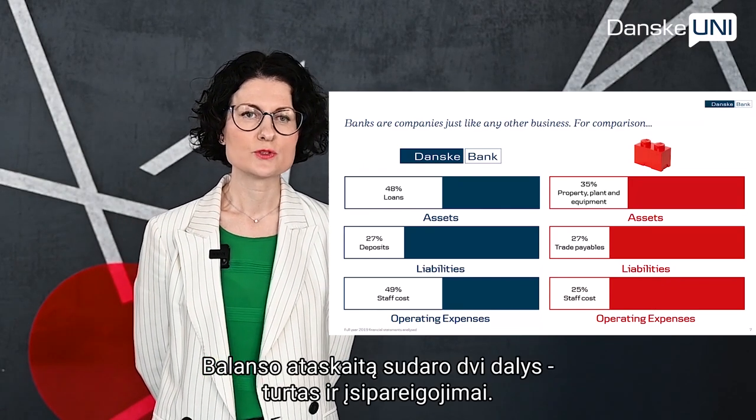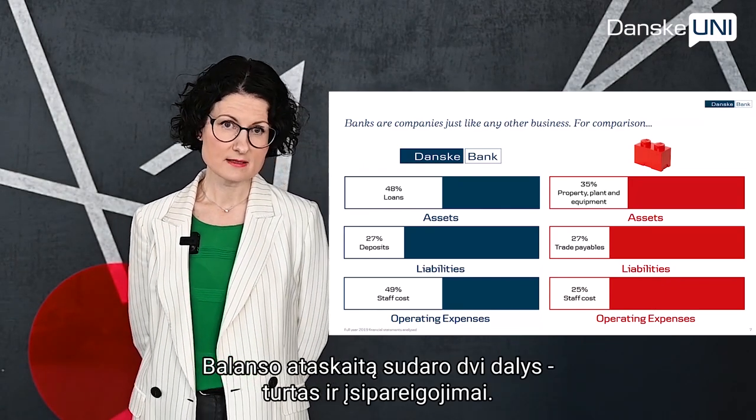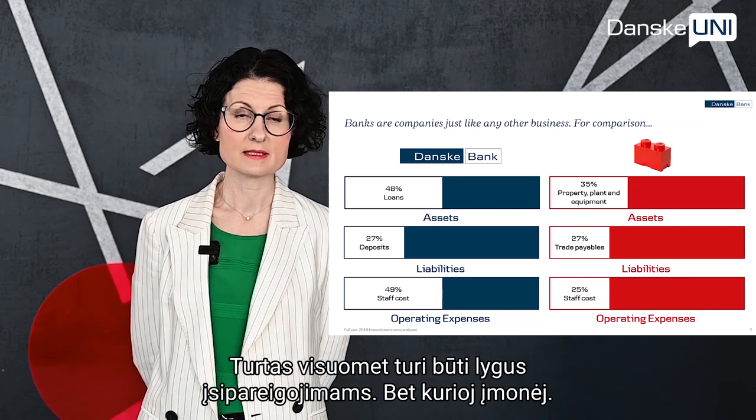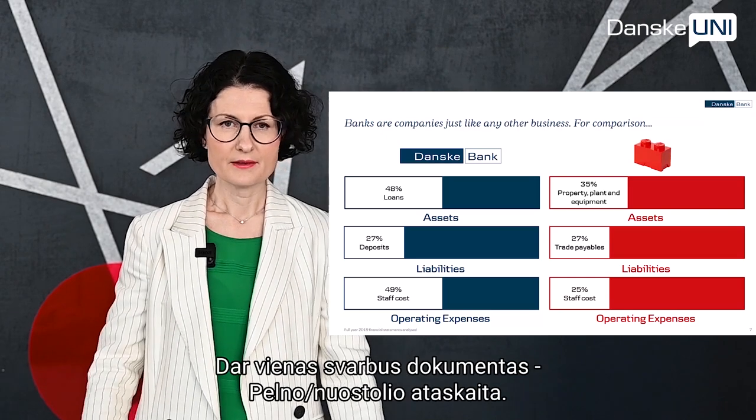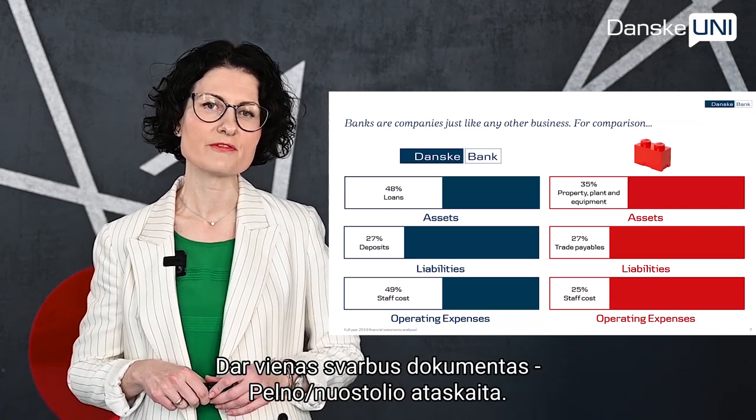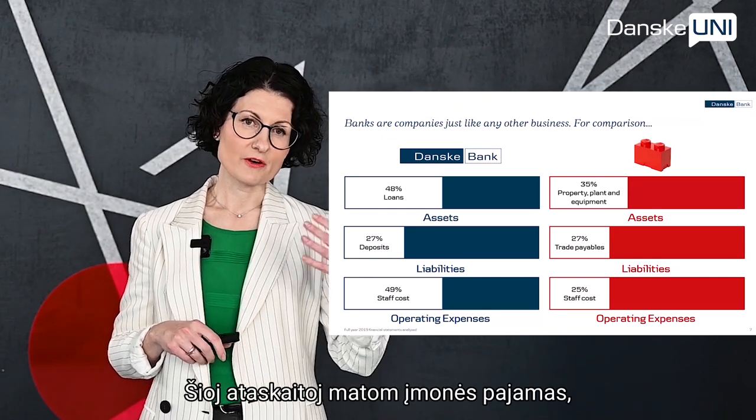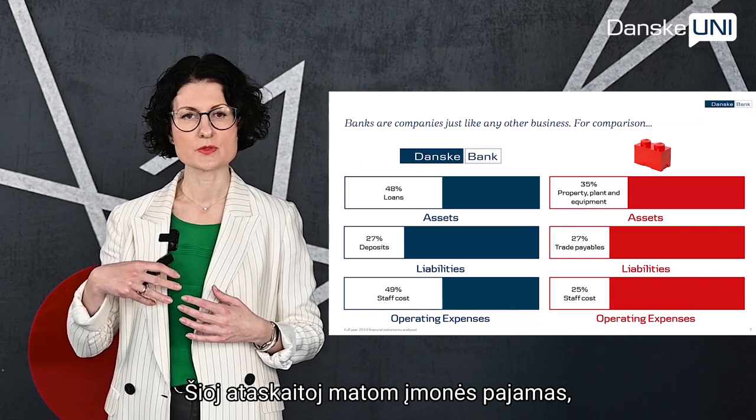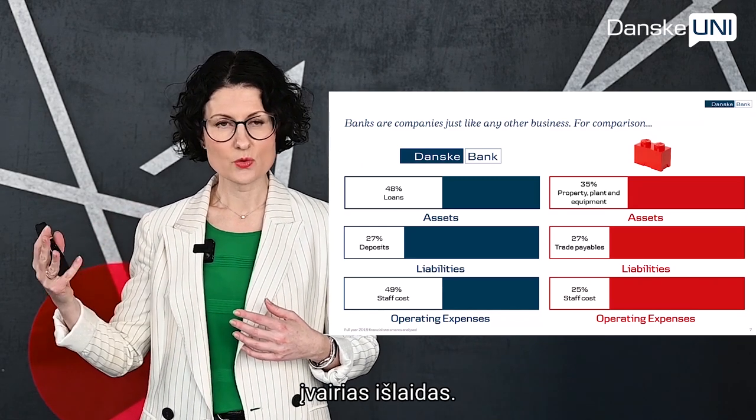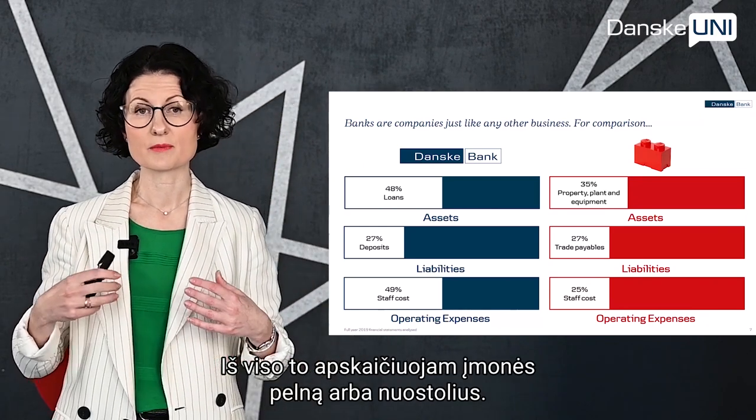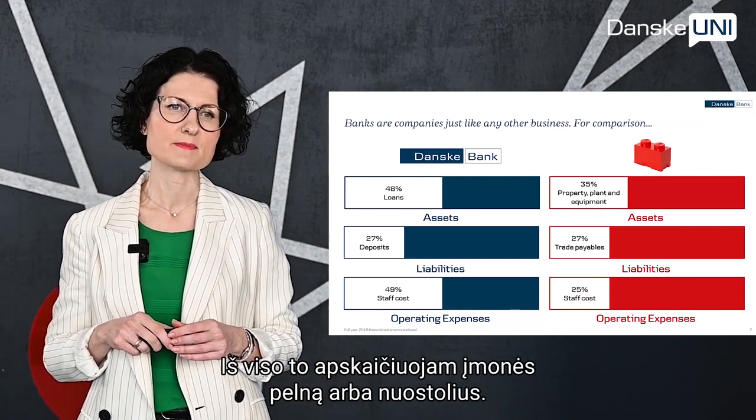Balance sheet consists of two equal parts, assets and liabilities. Assets always have to be equal to liabilities in any company. Another report, of course, very, very important, is the profit and loss statement. The profit and loss statement shows us revenues of the company, shows us expenses, a few types of expenses, and out of all of that, we calculate the profit or loss that the company has made.